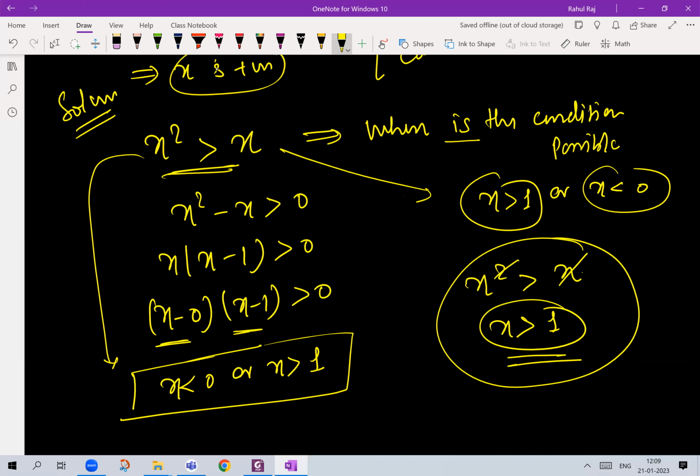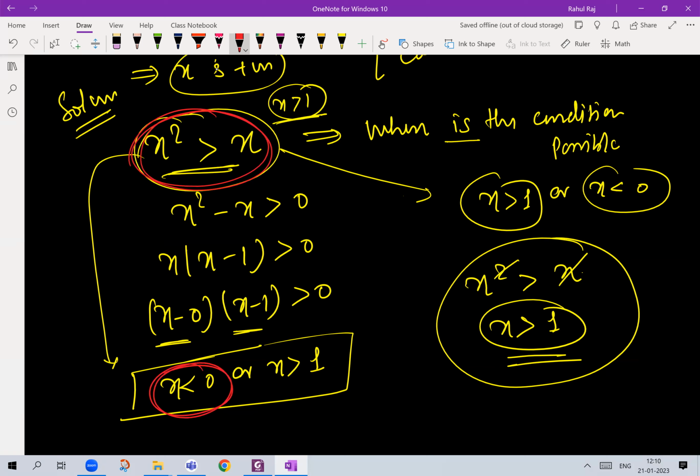I have seen a good number of people making these mistakes. They straight away say x is greater than 1. Obviously, x greater than 1 is 100% true. All the values of x greater than 1 will satisfy this. But this will also be satisfied for all x less than 0, for all the negative values of x. And if you leave out the negative values, then it's all over. You are doing half the question.